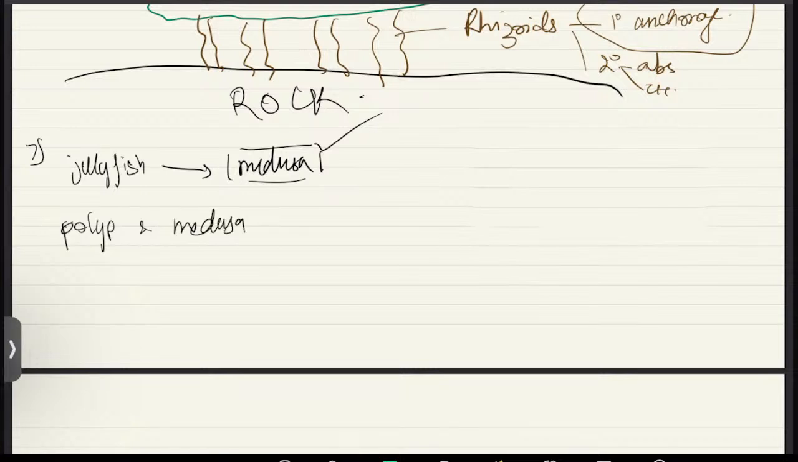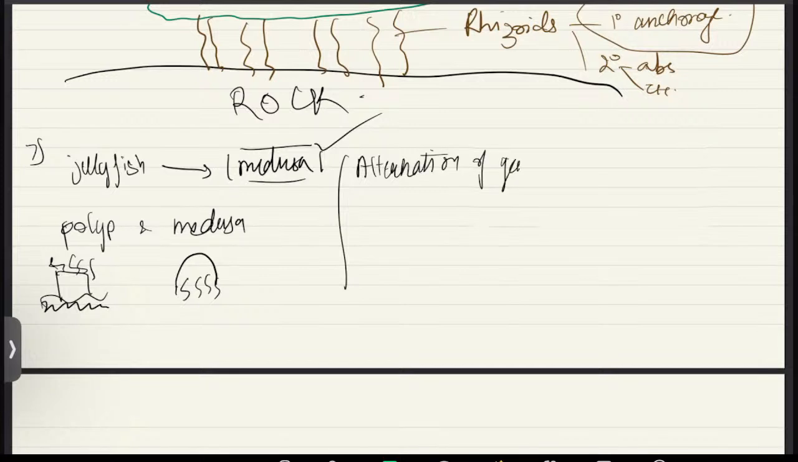This is one organism. Polyp is the fixed sessile form. Invert the polyp. This is a rock, by the way. Invert the polyp and you get a free floating form called medusa. So you understood the difference between polyp and medusa. Now let us try to understand what is alternation of generation.